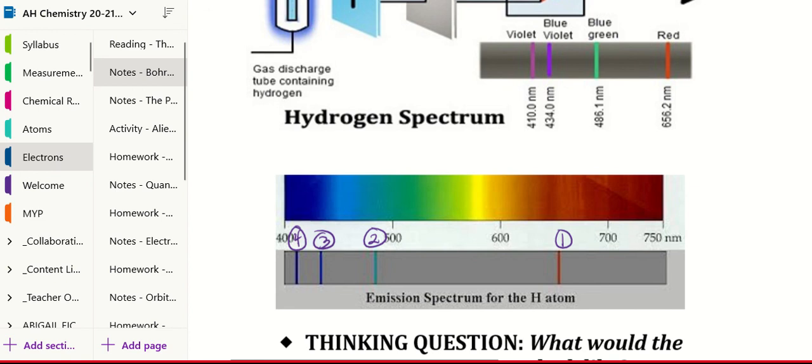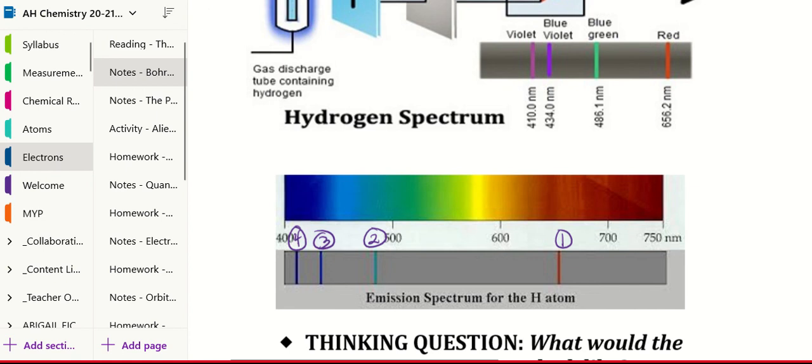Increasing energy, is it this way or this way? Increasing energy is that way. Red to violet, right? So as we're going this way, energy's going up, right? Yes? What's happening to these lines? Getting closer together. This is what Bohr based his conclusion that as energy goes up, the energy levels get what? Closer together. Okay?